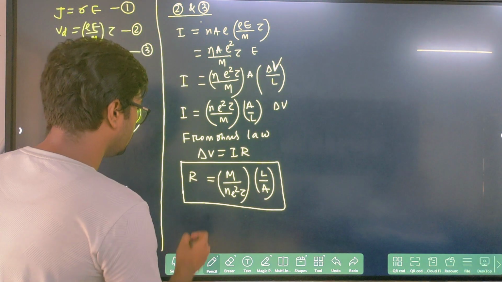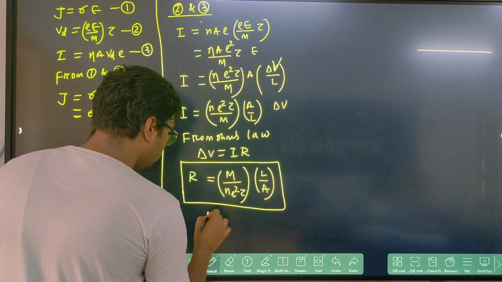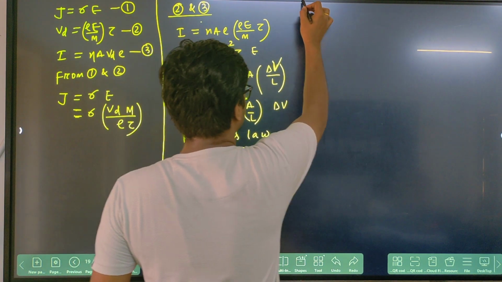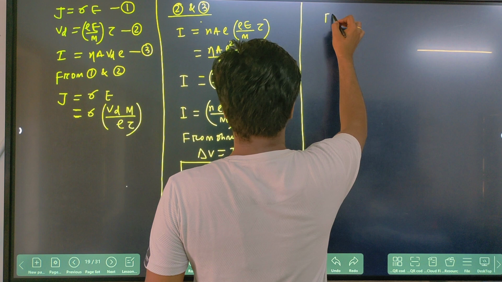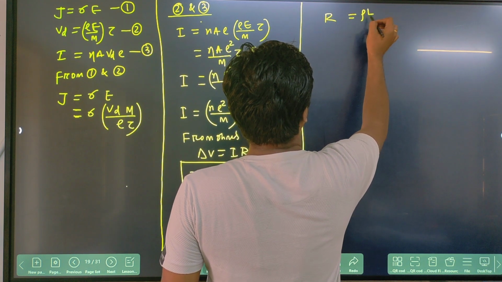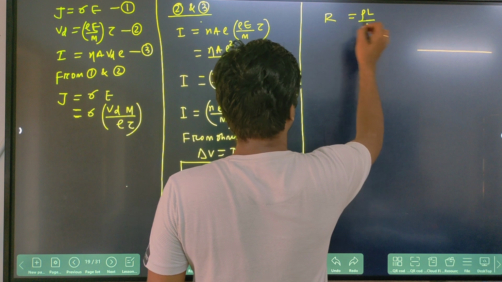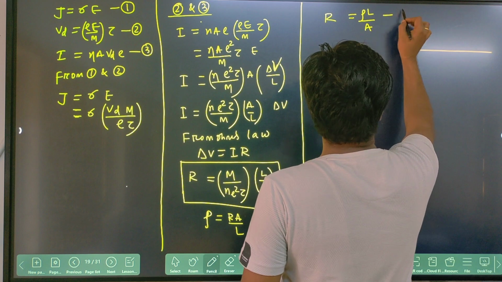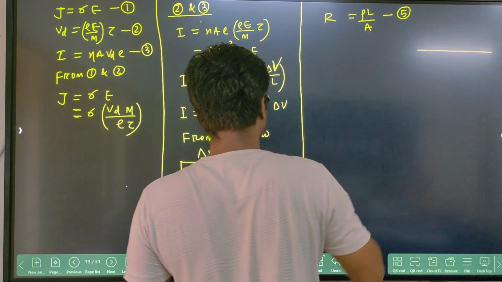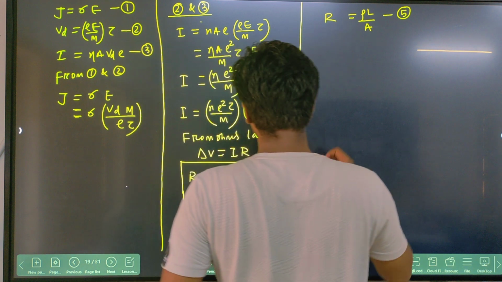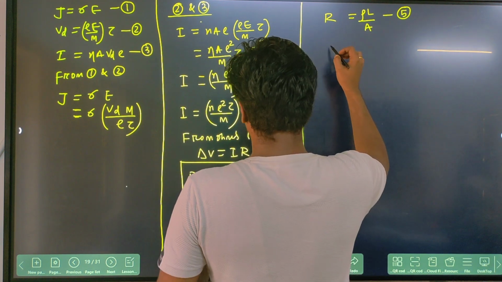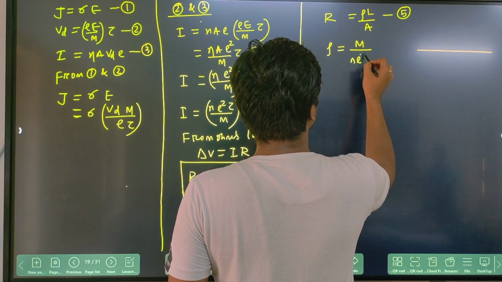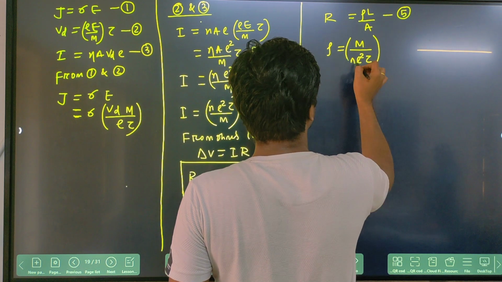You know that rho equal to RA by L, or you can say that R equal to rho L by A. So if you compare, let's say this is your equation number 4 and this is your equation number 5, what will you get? rho equal to m divided by ne square tau. This will be your resistivity.